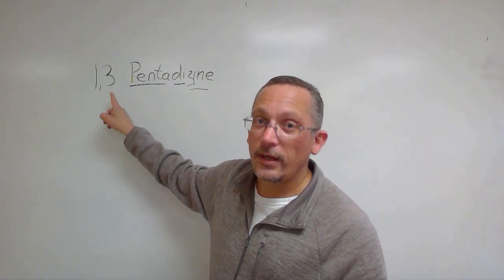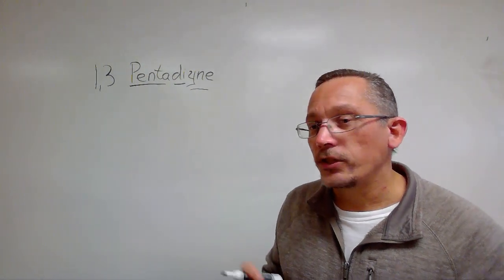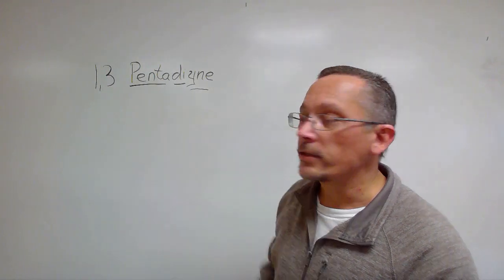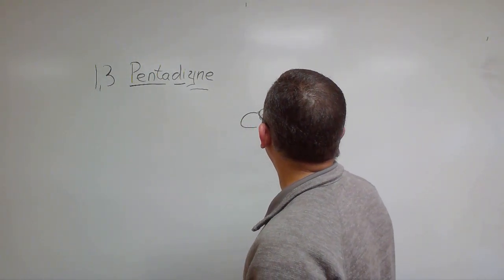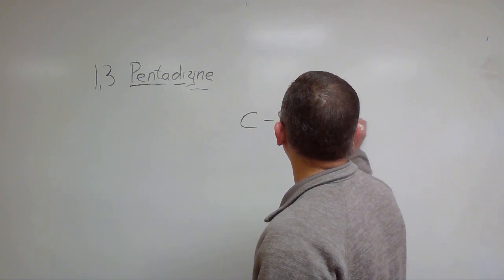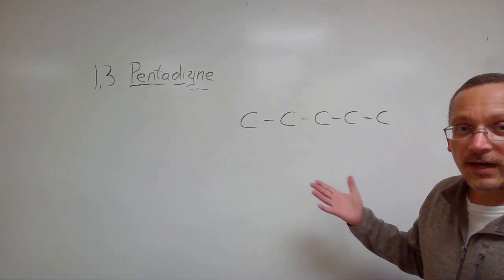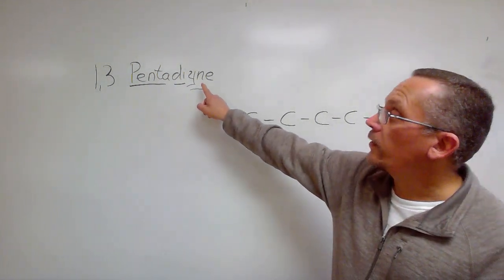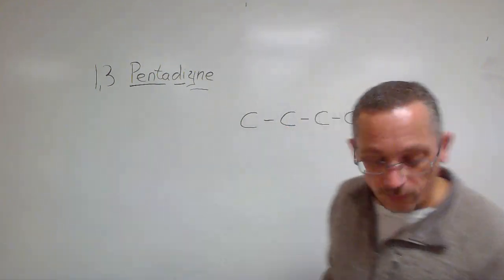numbers 1 and 3. So in order to draw this, let's start by drawing a chain of 5 carbons. Okay, 5 carbons. And then let's find where the triple bonds are. They're on bond numbers 1 and 3.